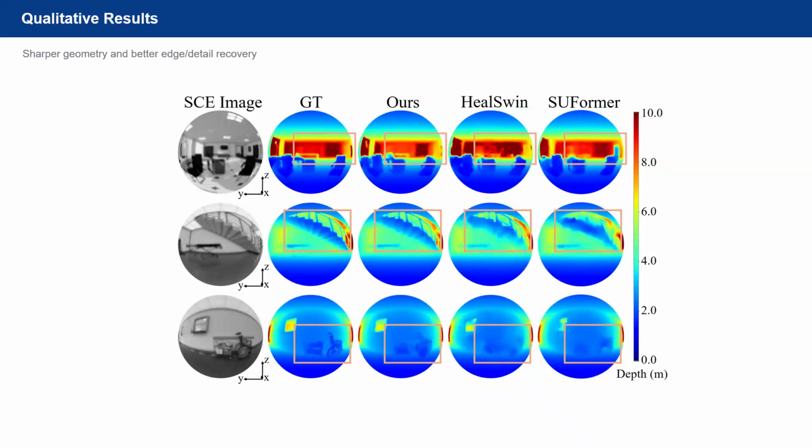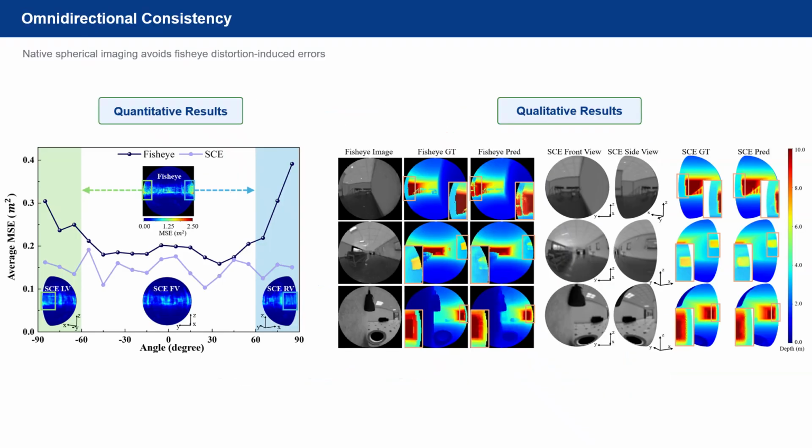Compared with HealSwin and SUFormer, SCE-Depth better preserves object boundaries, shapes, and fine details. The improvement is especially visible around edges and local structures, where the depth-sensitive gradient cue provides additional supervision for more accurate depth recovery. A key advantage of SCE-Depth is omnidirectional consistency.